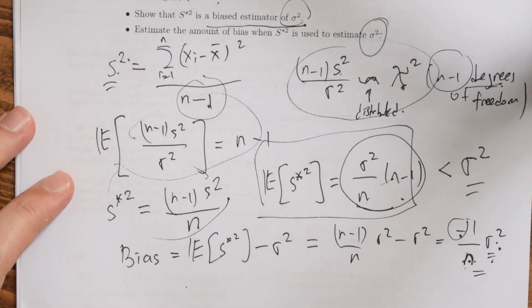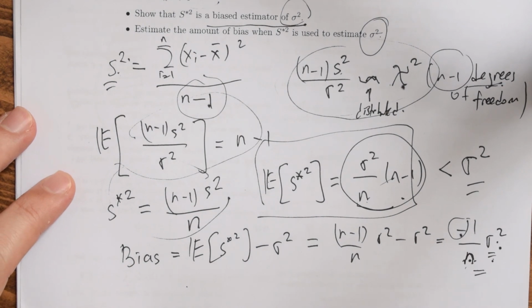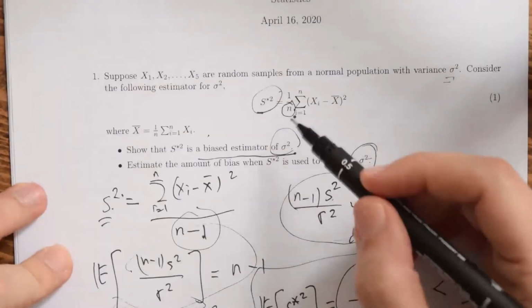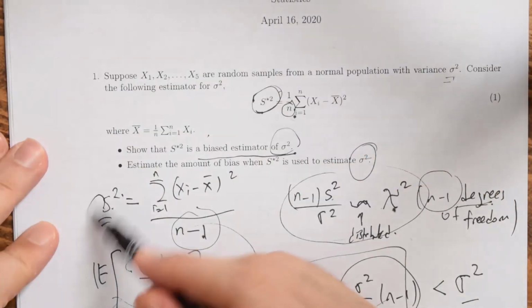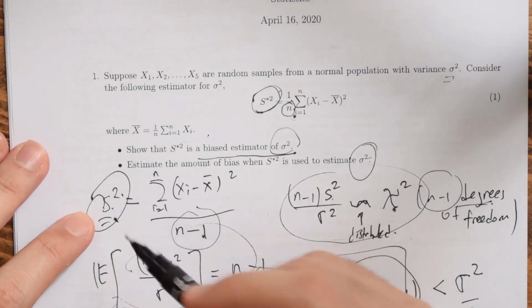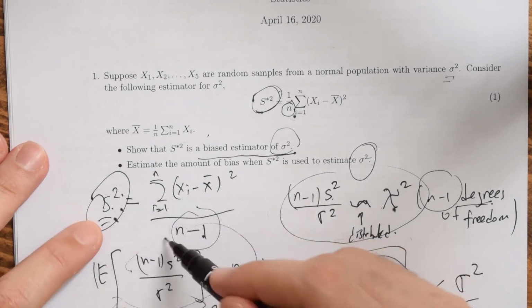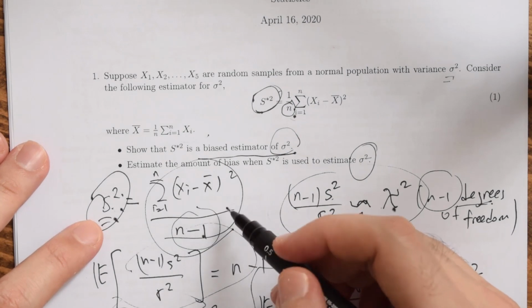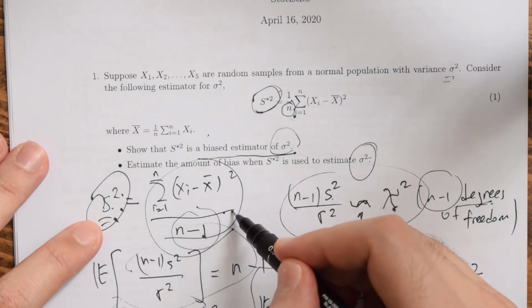We also note that s square, defined with n minus 1 instead of n in the denominator, is an unbiased estimator of sigma square, and therefore is more commonly used to estimate sigma square than s star square. It is also commonly referred to as the sample variance. So instead of using s star square, we use s square to estimate the variance, because it is an unbiased estimator of sigma square.